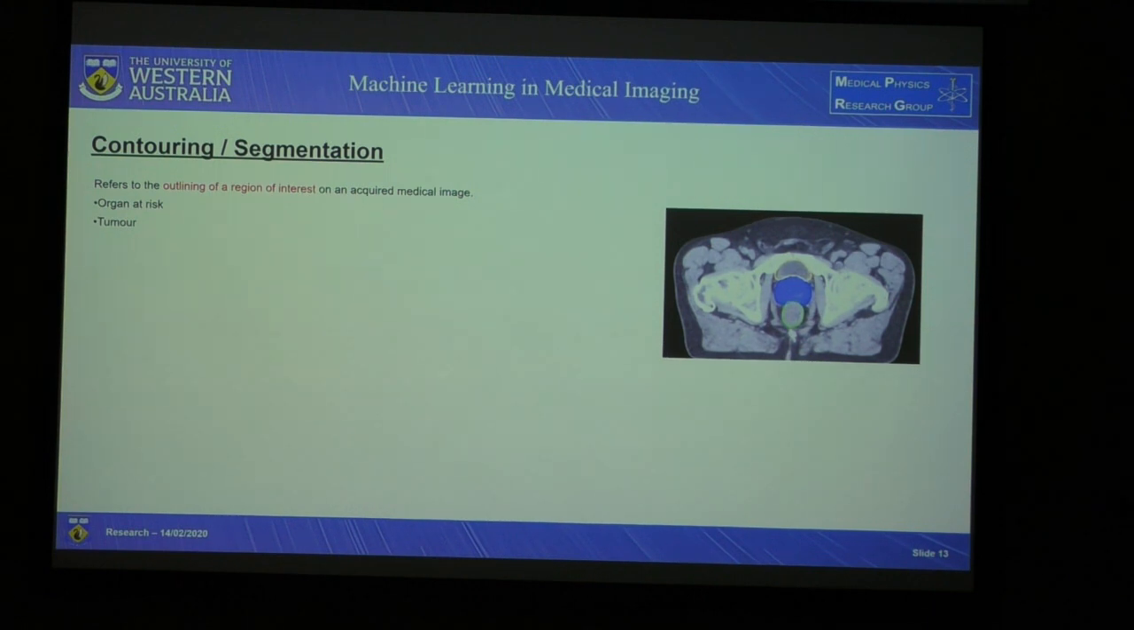Well, it basically refers to the outlining of a region of interest on an acquired medical image. So it may be an organ at risk that we want to avoid, or it may be a tumour that we want to ensure we give adequate radiation to.